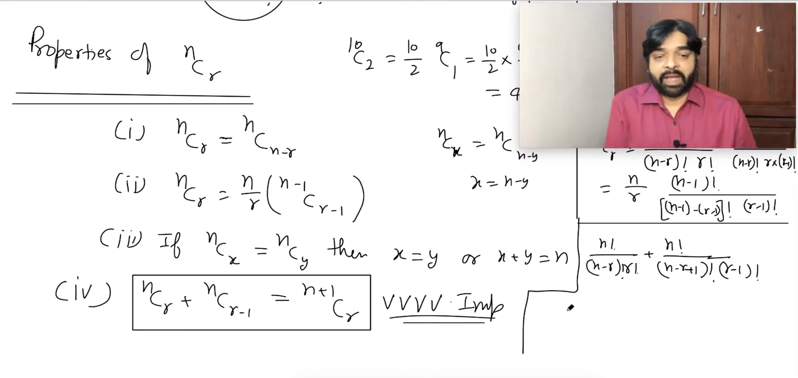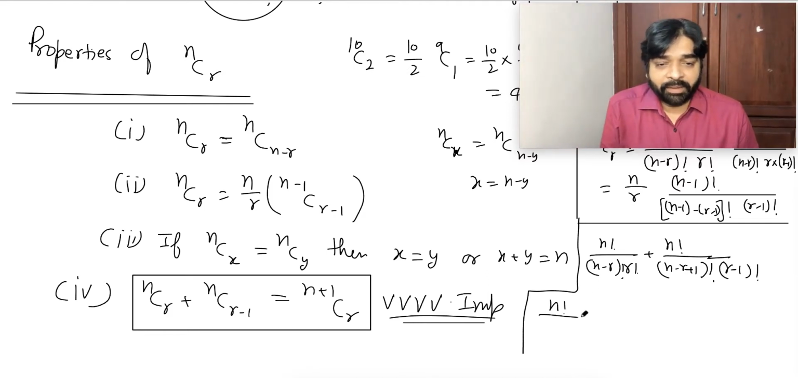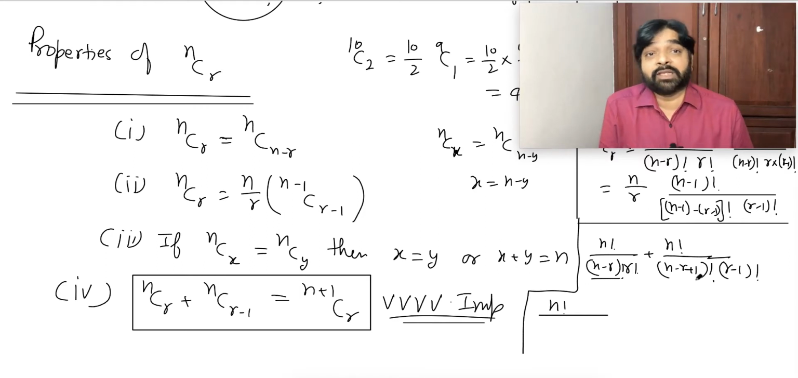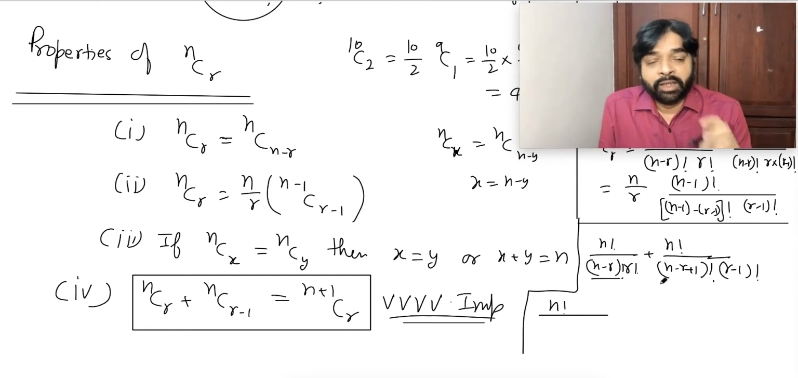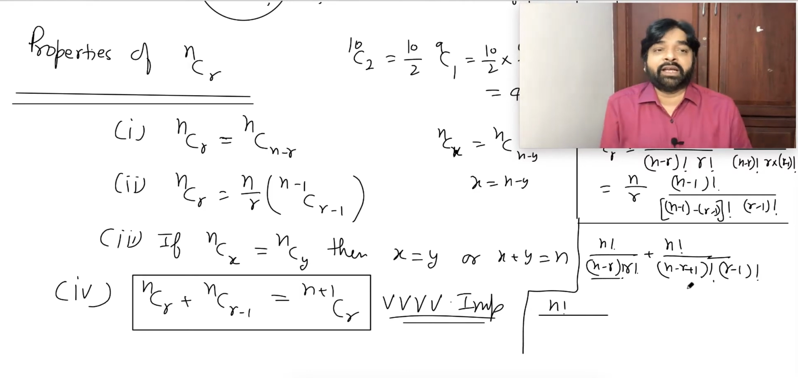From here, I can take n factorial common. And look here, n minus r factorial, and this is n minus r plus 1 factorial. The n minus r plus 1 factorial, I can write as n minus r plus 1 into n minus r factorial, just as x factorial equals x into x minus 1 factorial.